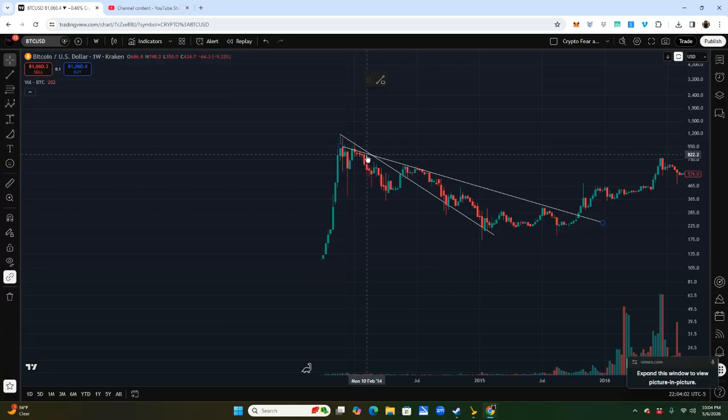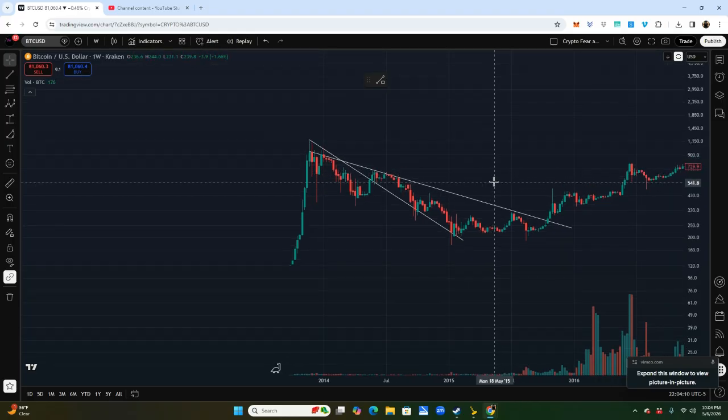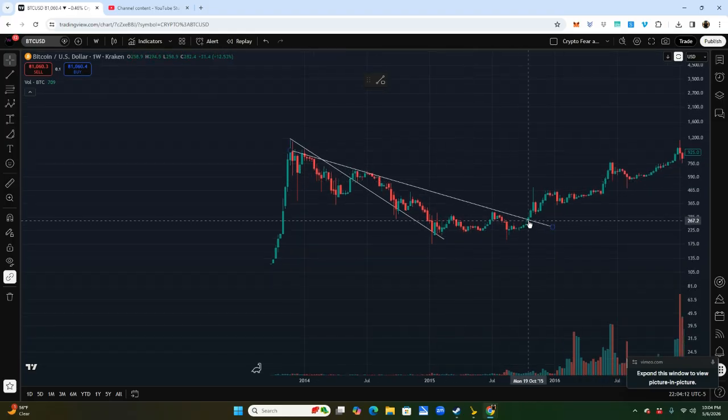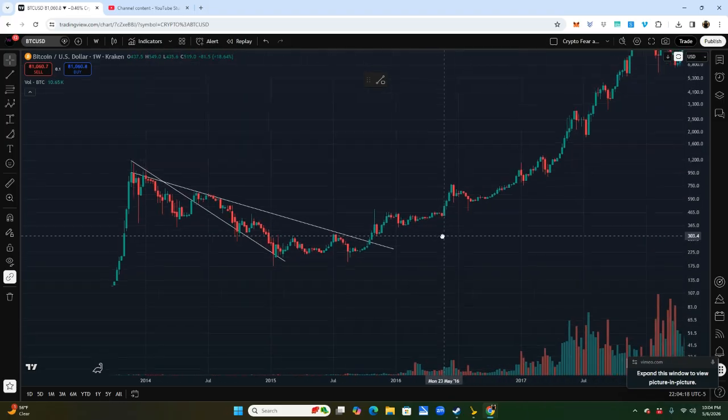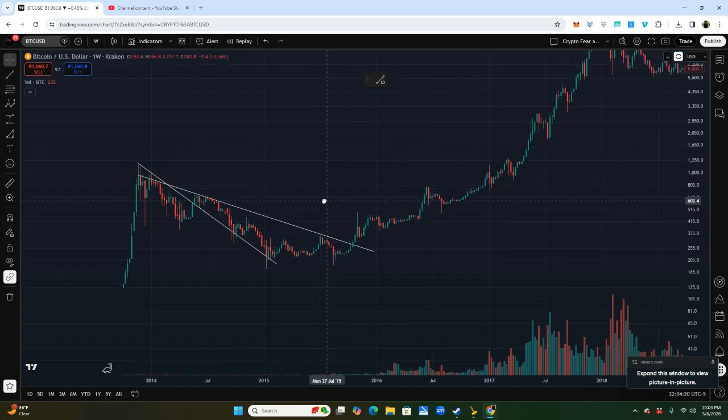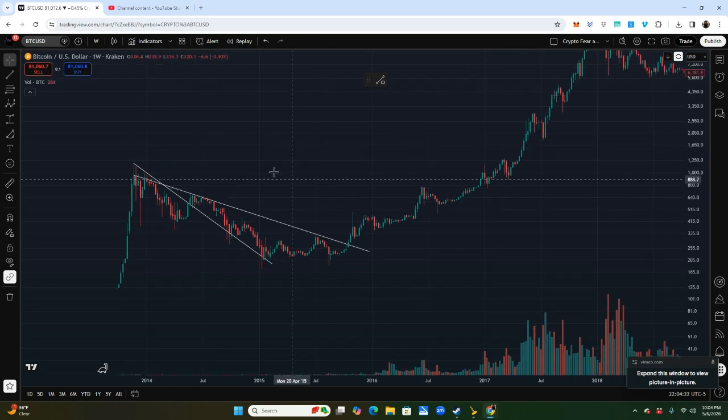However, if you're not using the wicks, you would have never broken this trend line until the bottom of the market was already in. So just keep that in mind. Once you broke through that major trend line, then price started going parabolic and continued up from that point. So that's really helpful whenever it comes to catching the bottoms of certain cycles in long-term time frames.